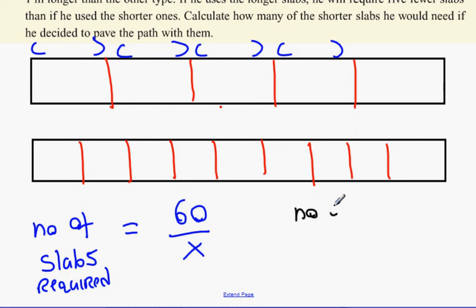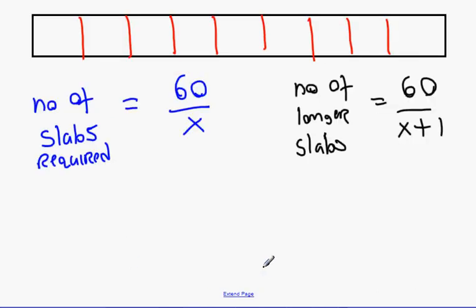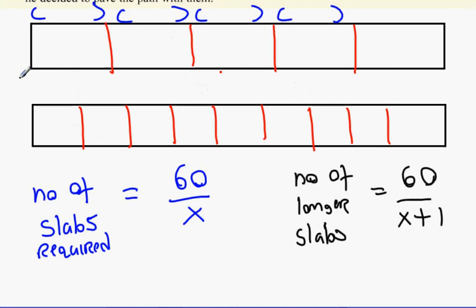Okay, now what about the number of longer slabs required? 60 over X plus 1. Okay, now which one of these is the smaller number? Can anybody tell me? Which one's the smaller number? The one on the right is the smaller number because the denominator is bigger and also the diagram shows you that it is. So therefore, this one here requires fewer slabs than the original.